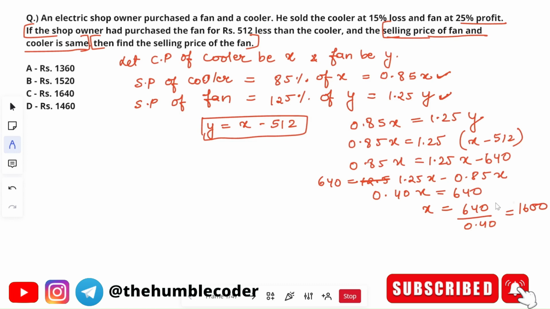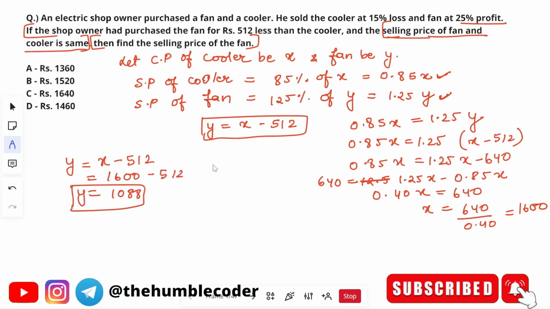Now we have found the value of x, which is 1600. Now this value of x we will put here in our y value. So y value is what? x minus 512, and 1600 minus 512 is going to give us how much? 1088. So we have now found out the y value.